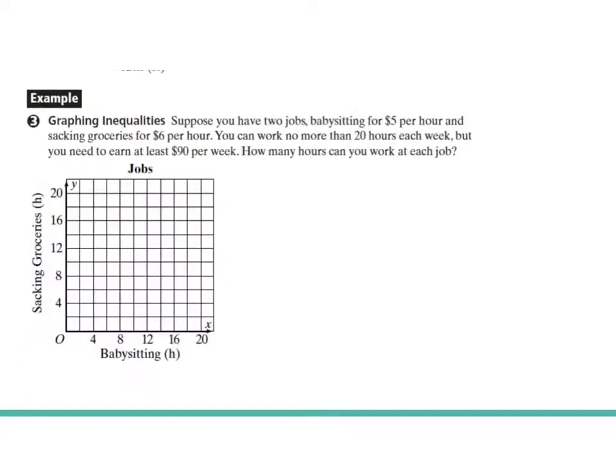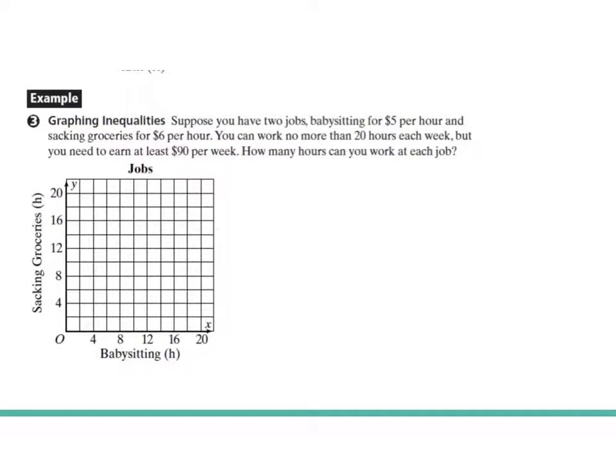Here is a real-world example of babysitting. Okay, and we're graphing inequalities. We're babysitting and we're sacking groceries, okay? So babysitting, we earn $5 an hour, and sacking groceries, we earn $6 an hour. And we can't work more than 20 hours a week, and we want to make at least $90 a week. So how many hours can we work at each job and still meet those requirements?